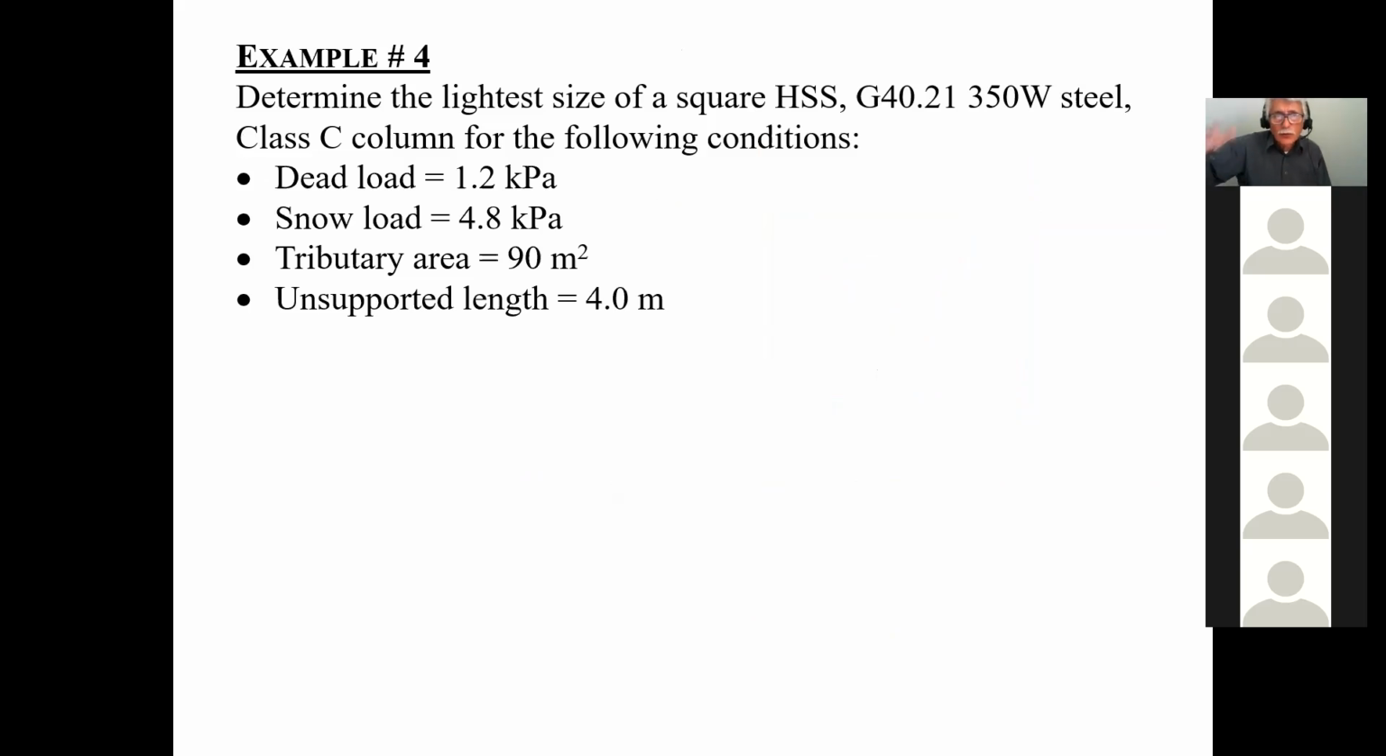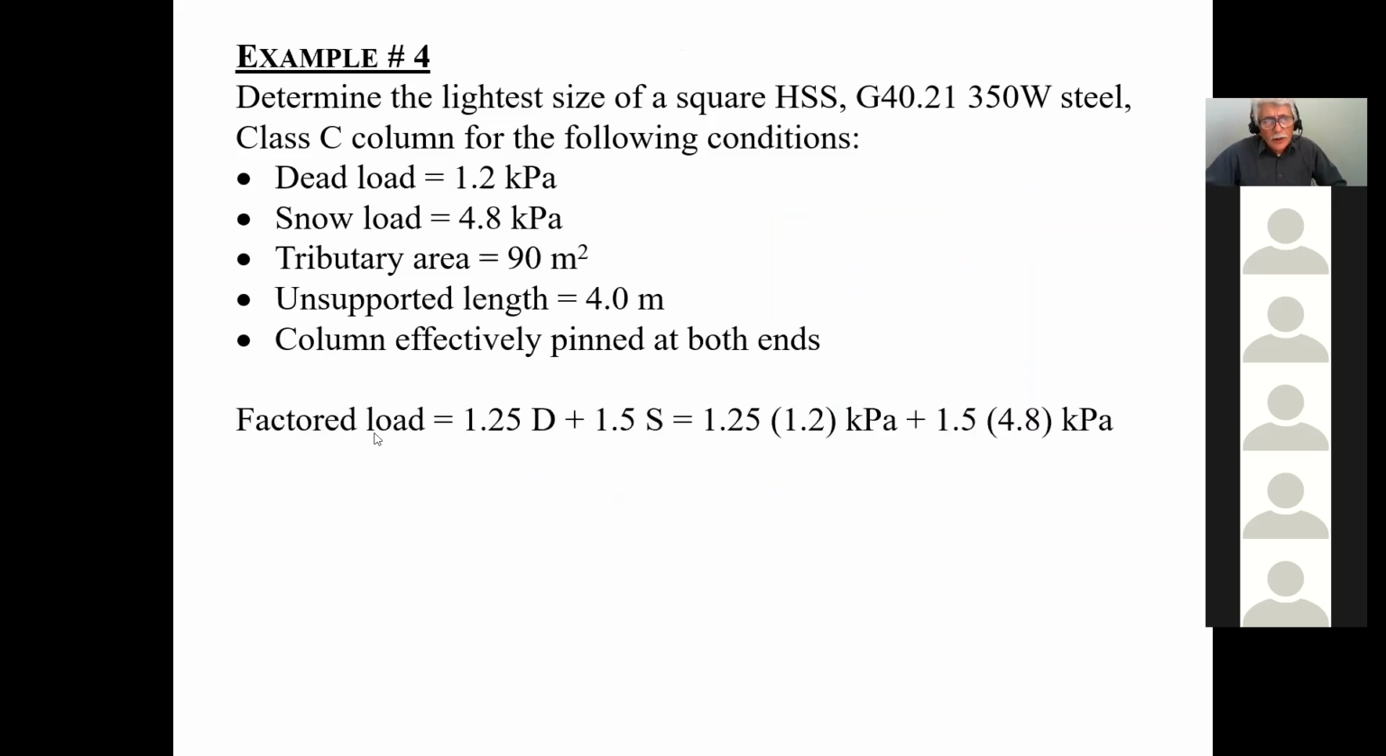In other words, from the floor to the underside of the beam, or from the floor to the top side of the beam, depending on how it's being supported. And of course, we're going to say that it's effectively pinned at both ends. That means K is equal to 1. Now, we factor our loads, 1.25 times my dead load plus 1.5 times my snow load. Okay, and I end up getting 8.7 kPa.